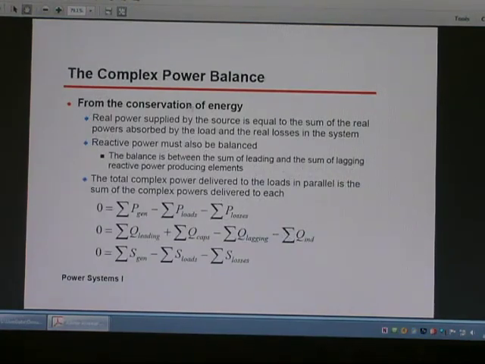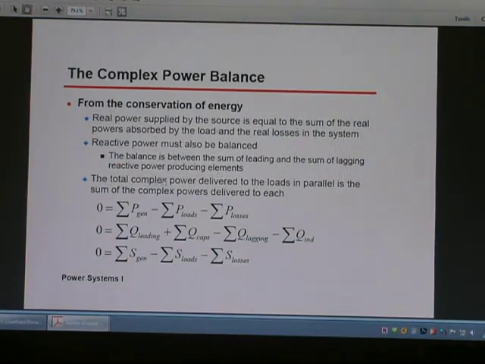So that, talking about the complex power balance for the conservation of energy. Real power supplied by the source is equal to the sum of the real power absorbed by the load and the losses in the system. The reactive power must also be balanced. The balance is between the sum of the leading and the sum of the lagging reactive power producing and absorbing elements.